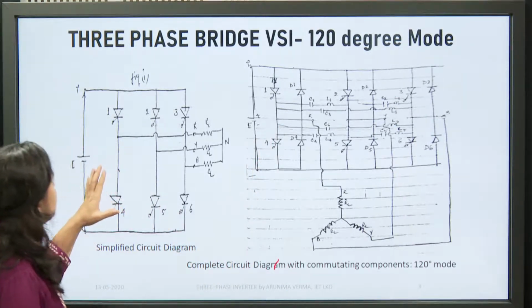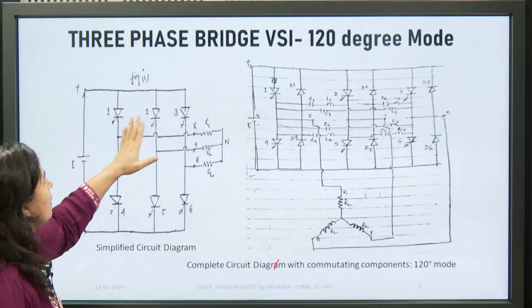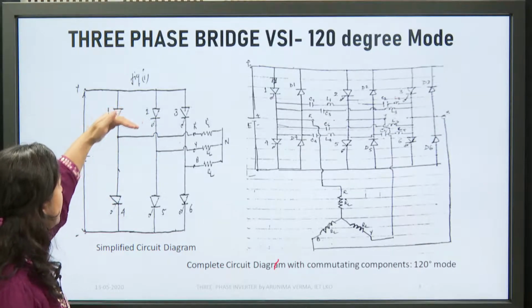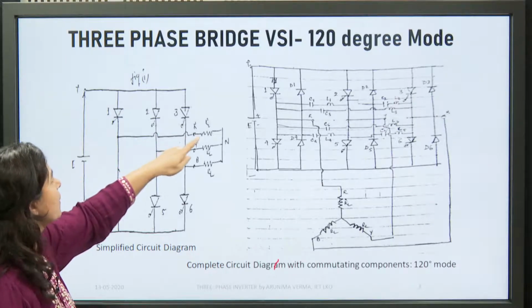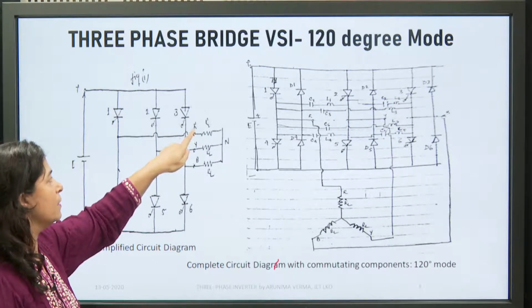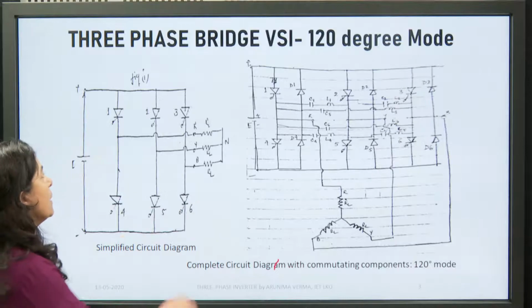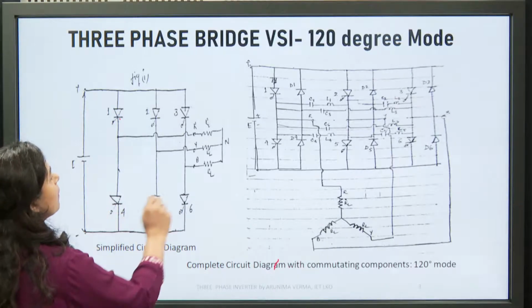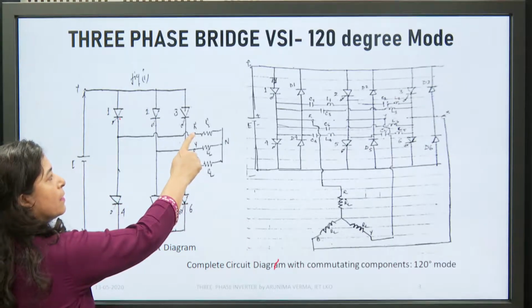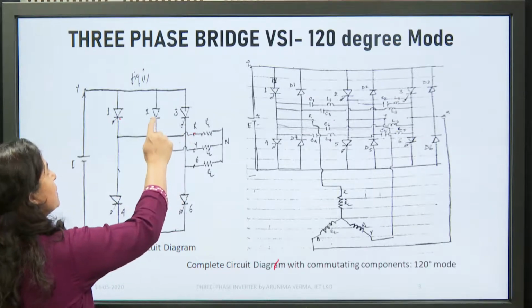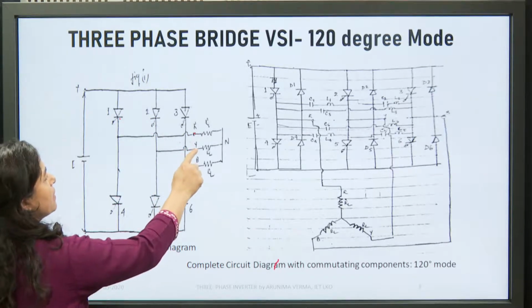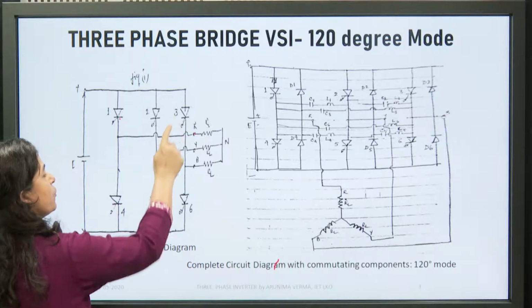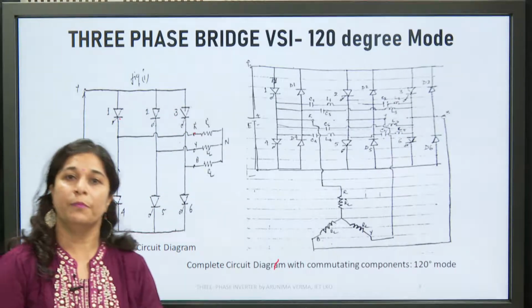Basically, these SCRs connected in the upper leg and lower leg are connected to the three phase supply, three phases R, Y, B. Now, SCR 1 and 4 are the SCRs of R phase, SCR 2 and 5 are the SCRs of Y phase, and SCR 3 and 6 are the SCRs of B phase.